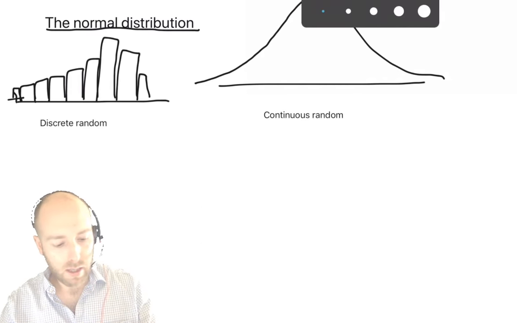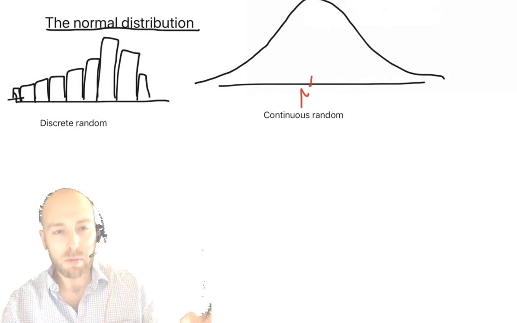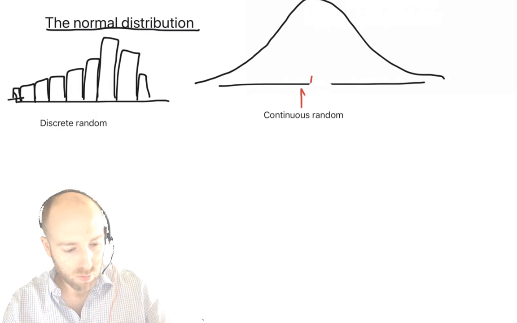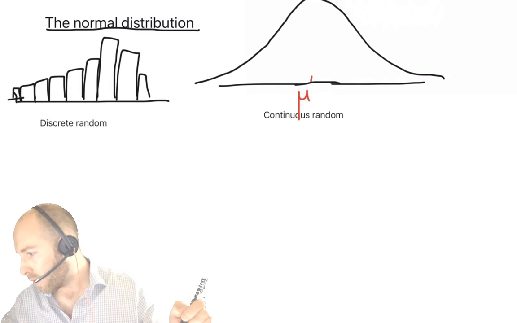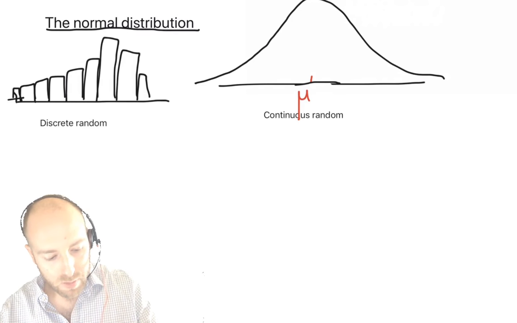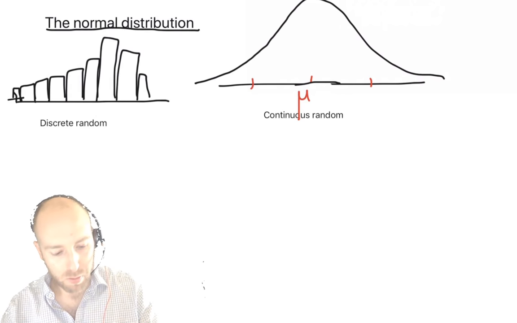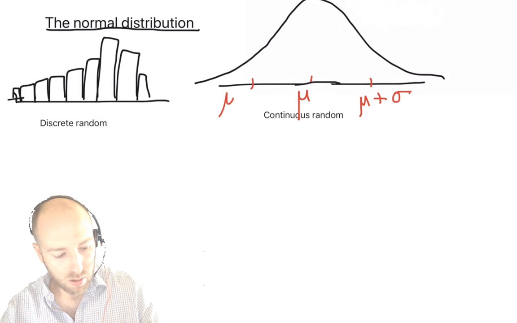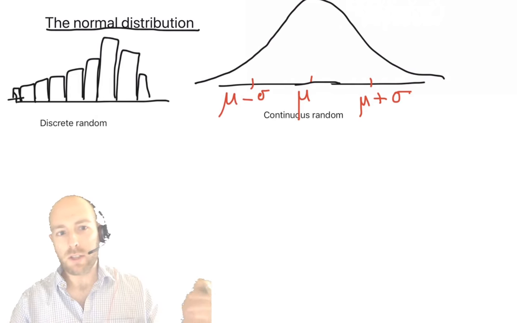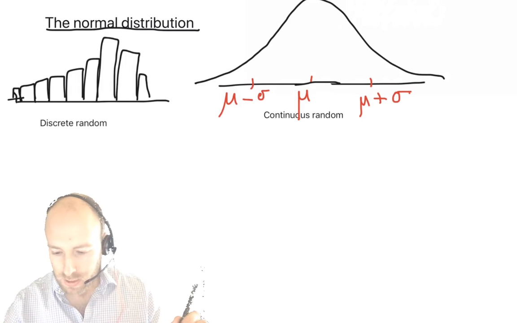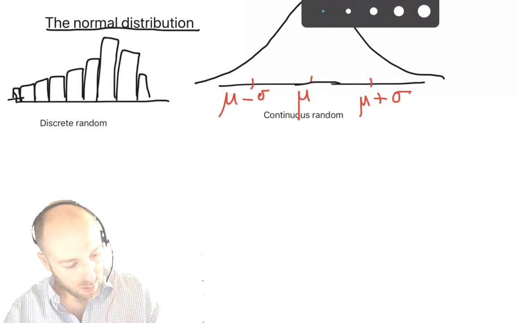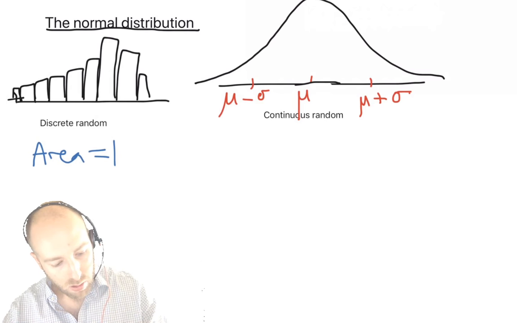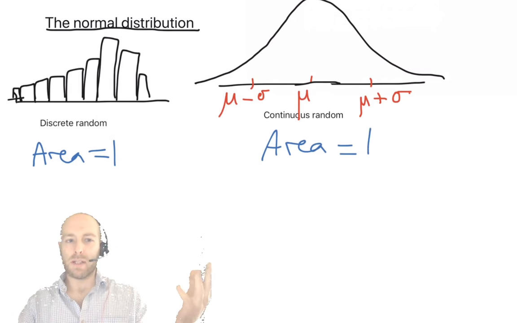Okay, there's some key features about the normal distribution. So the center is the mean, and we use the symbol mu for the mean. And the points of inflection are at mu plus sigma and mu minus sigma. Remember, sigma is the standard deviation from stats, and mu is our mean. Okay, the two distributions have in common that they both have an area of 1. So area is 1, area is 1. In terms of probability, the area is 1.